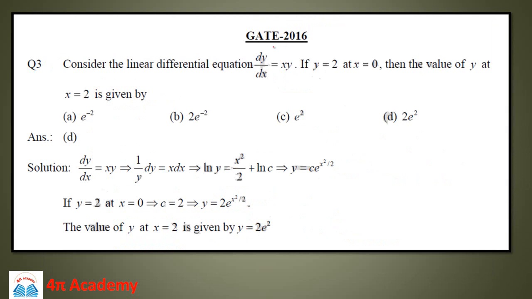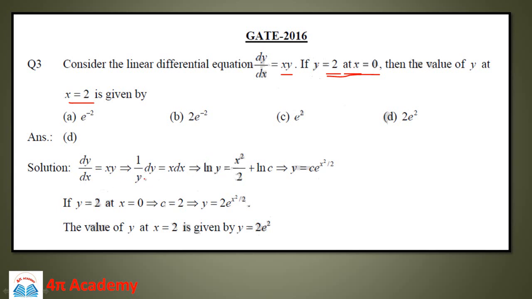Then the next problem is from GATE 2016 exam. Consider the linear differential equation dy by dx is equal to xy, with y equal to 2 at x equal to 0. So this is the condition which is given. Then the value of y at x equal to 2 is given by. So the differential equation is dy by dx is equal to xy. Let us separate the variables. Take y on the left hand side and dx on the right hand side. So we get 1 upon y dy is equal to x dx.